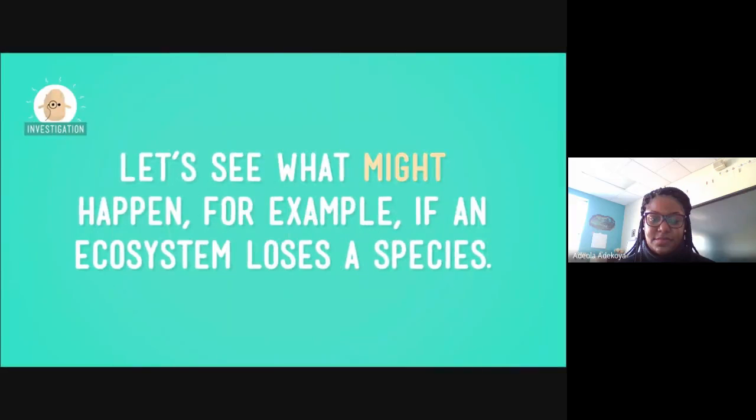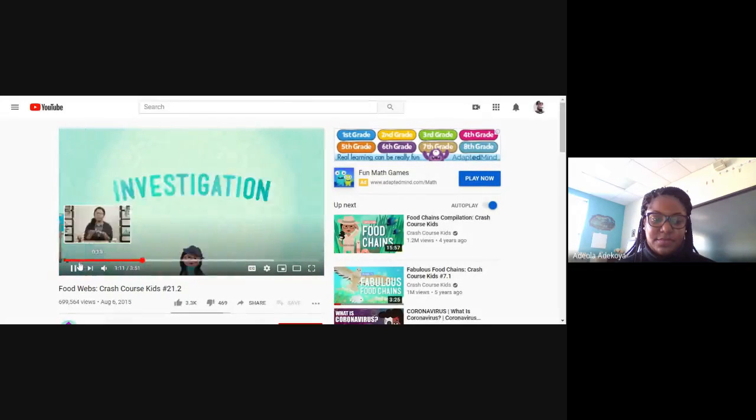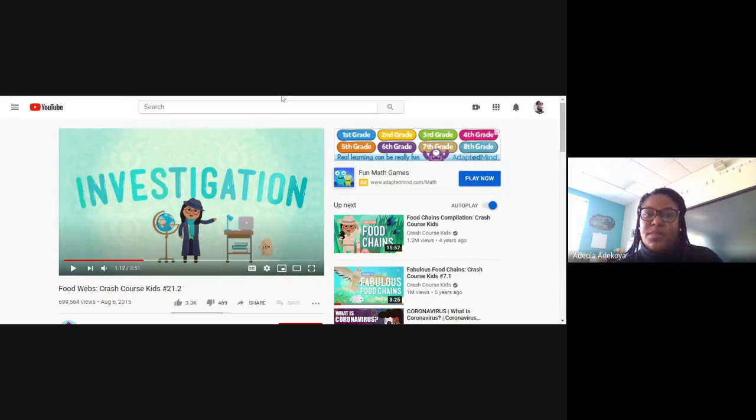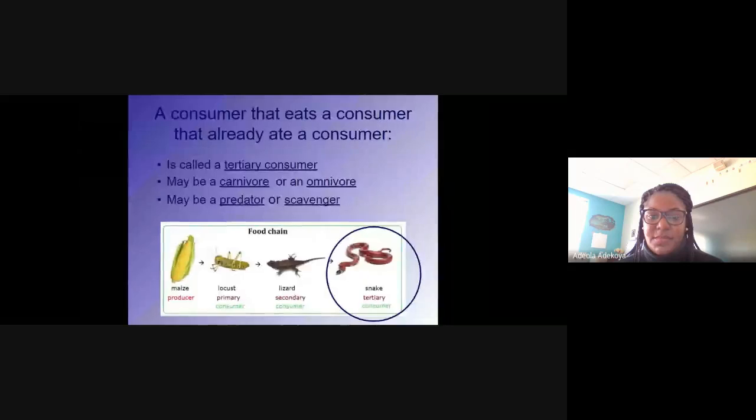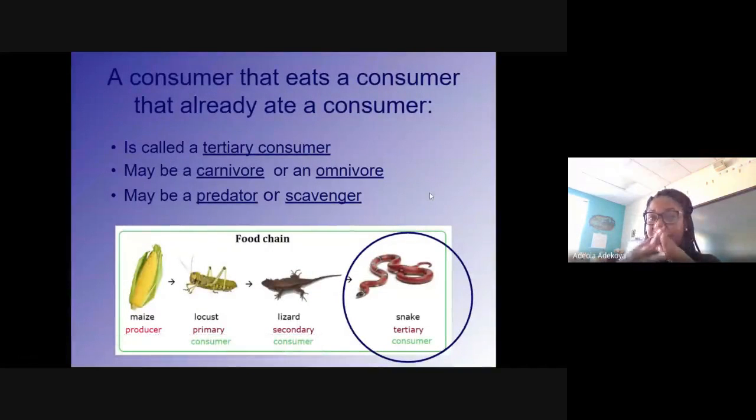The things in an ecosystem are all connected. Just like when you touch one part of a spider web and the whole thing vibrates, when one link in the food web is threatened, it can shake up the whole ecosystem. Let's see what might happen, for example, if an ecosystem loses a species. All right, so a food web basically is multiple food chains linked together.